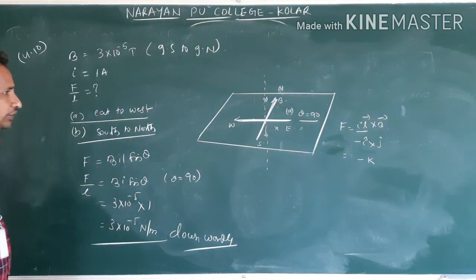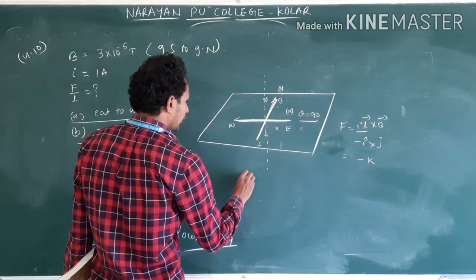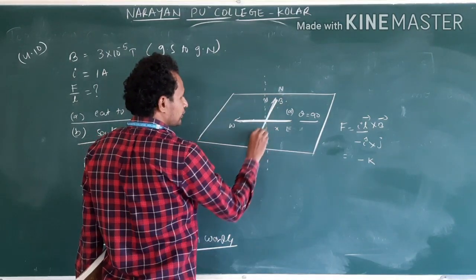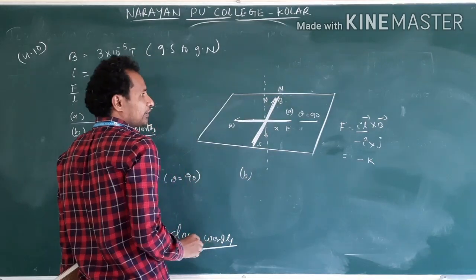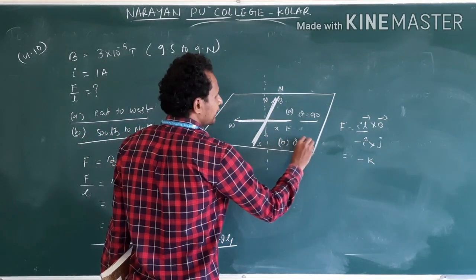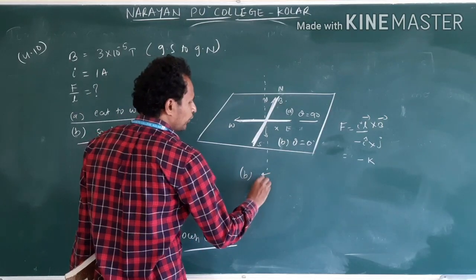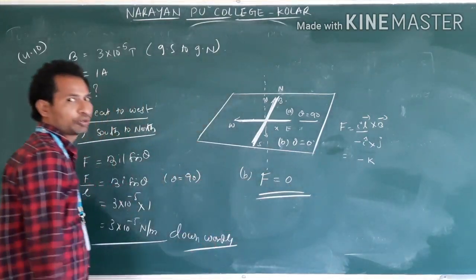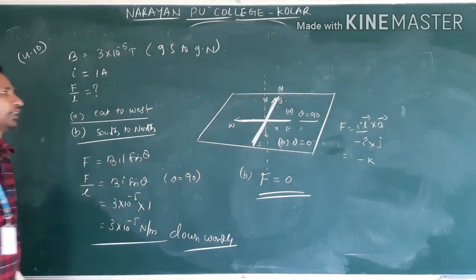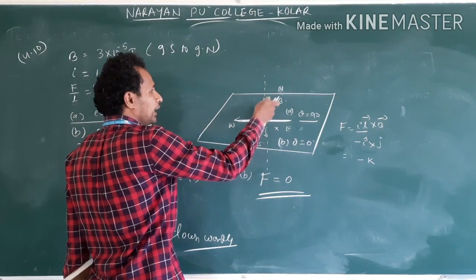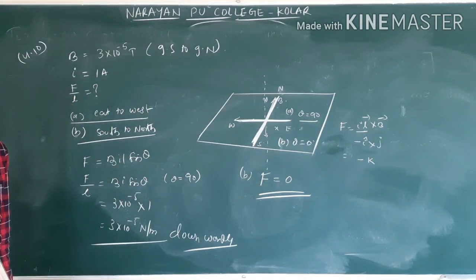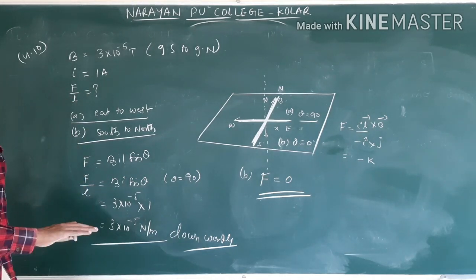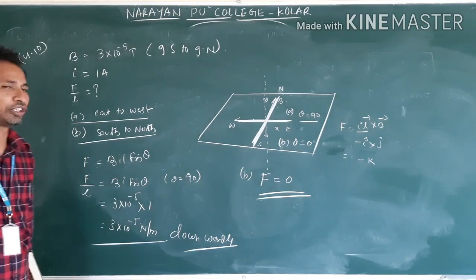Next, what did they ask? South to north. Second question, B. If the conductor is placed south to north, the field and the current element are in the same direction. For B, theta is equal to 0. Theta is equal to 0, F is equal to 0. Because sin 0 is 0, no matter whether the current moves in the direction of the field or opposite to the field. Always sin 0 is 0, sin 180 is 0. So if the current carrying conductor is in the direction of the field, the force experienced by the conductor is always 0. Clear?